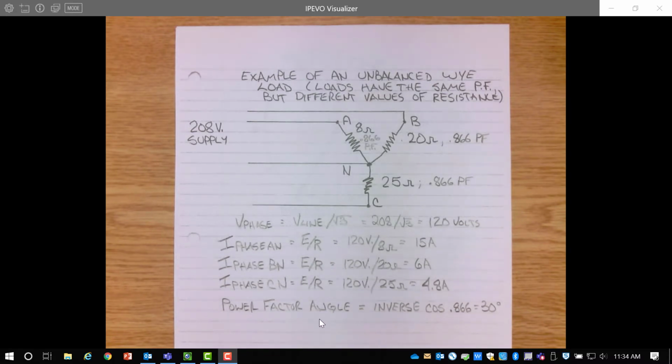And then we found the power factor angle as well. If the power factor is 0.866, the power factor angle will be inverse cos on your calculator of 0.866, which is 30 degrees. Here, draw a phasor diagram that shows all the phase voltages and the phase currents for this load.